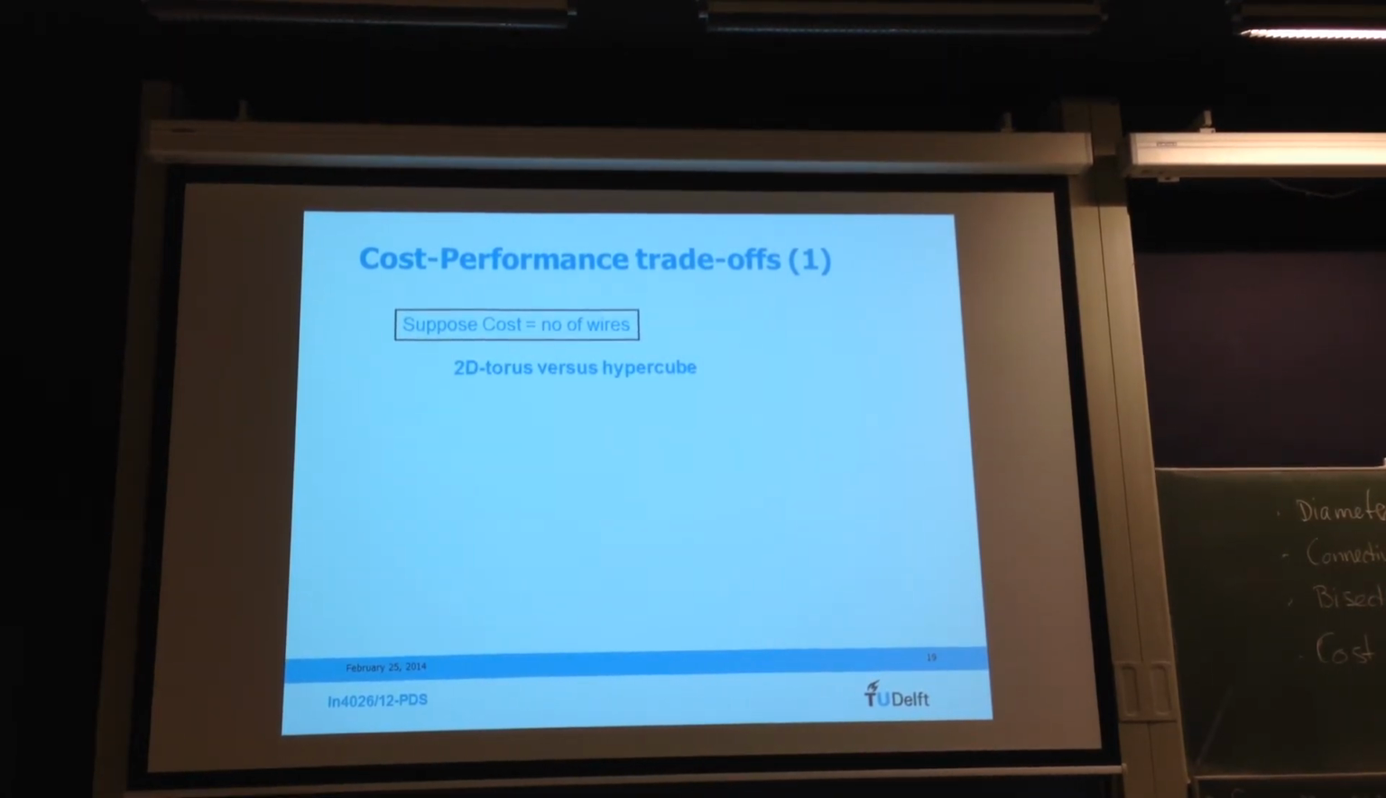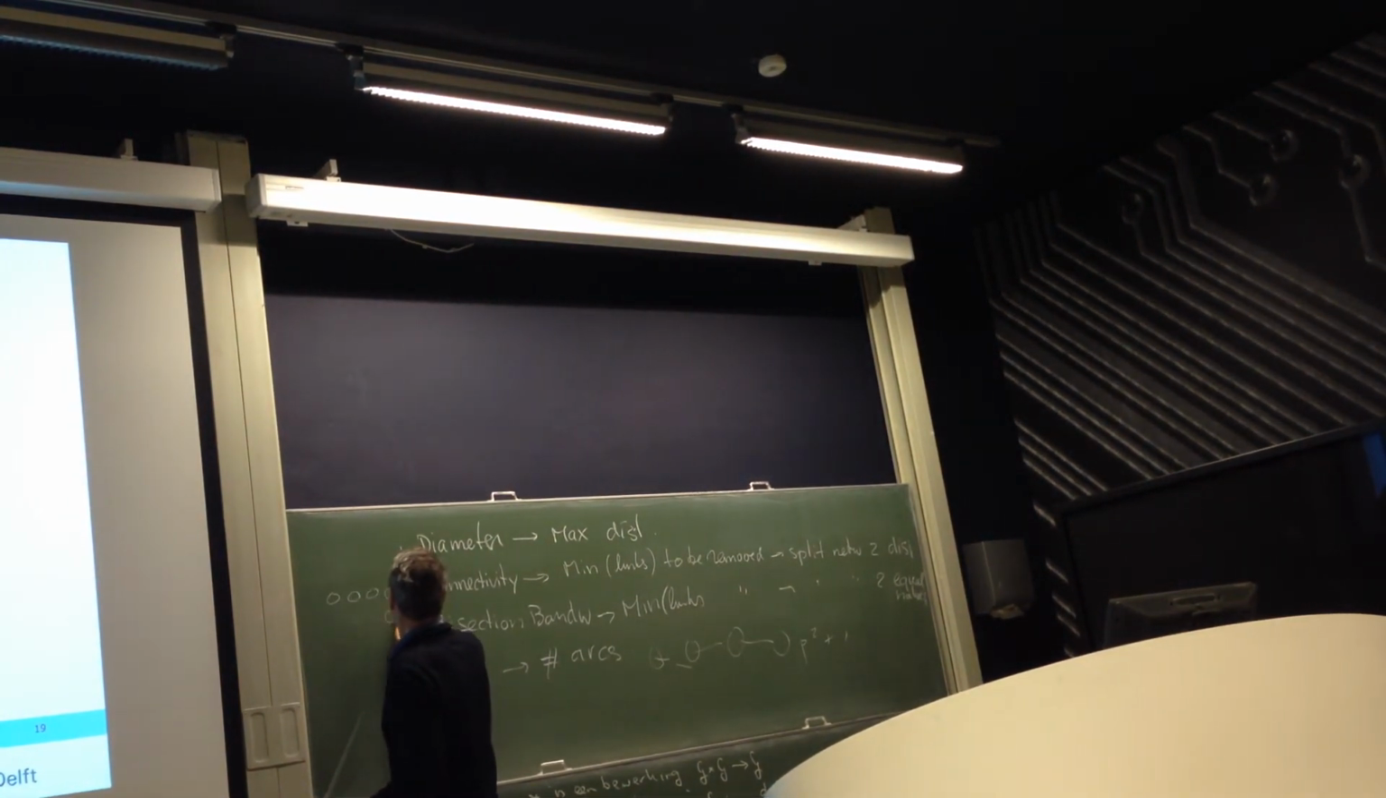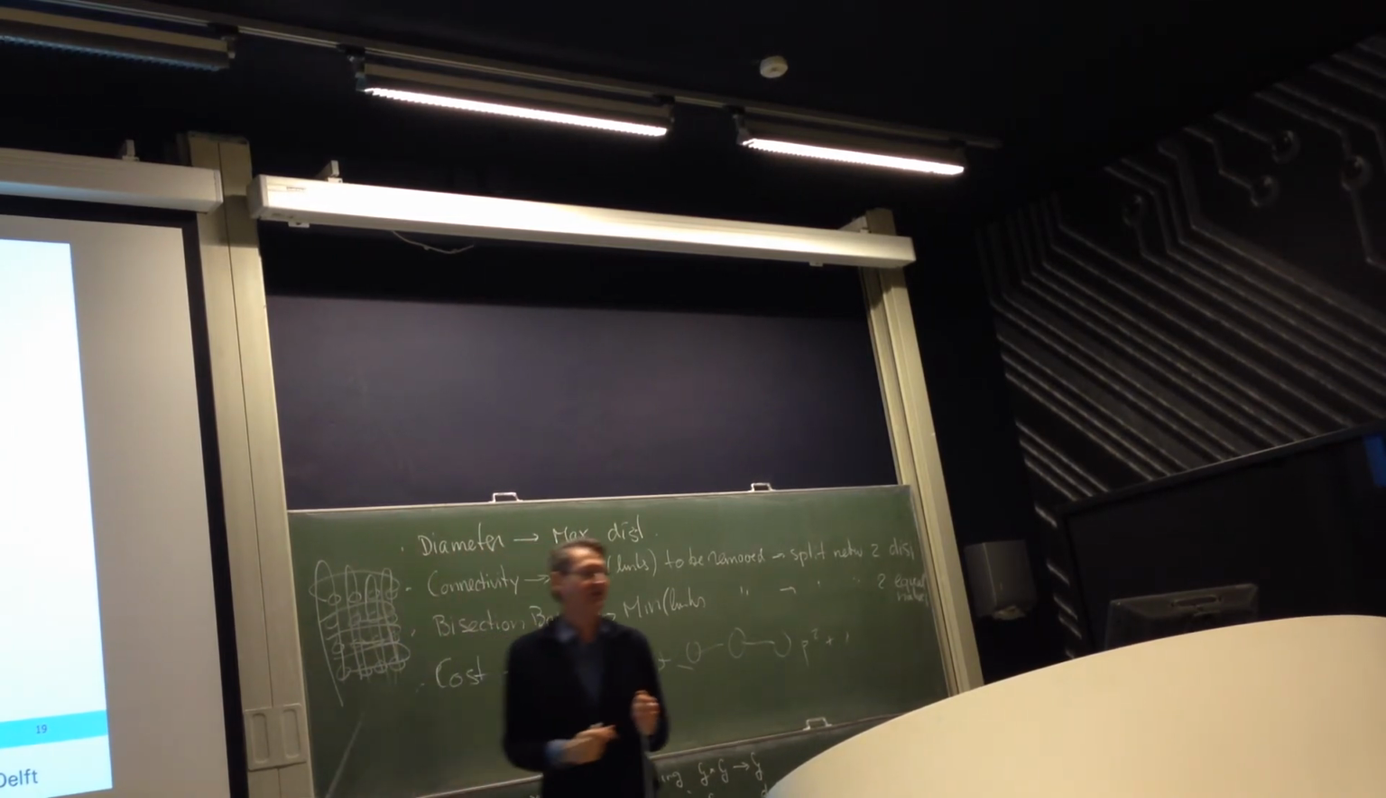And we compare the case of a 2D torus and a hypercube. So a 2D torus is a 2D array with these wraparound connections, right? And also here. That's a 2D torus.